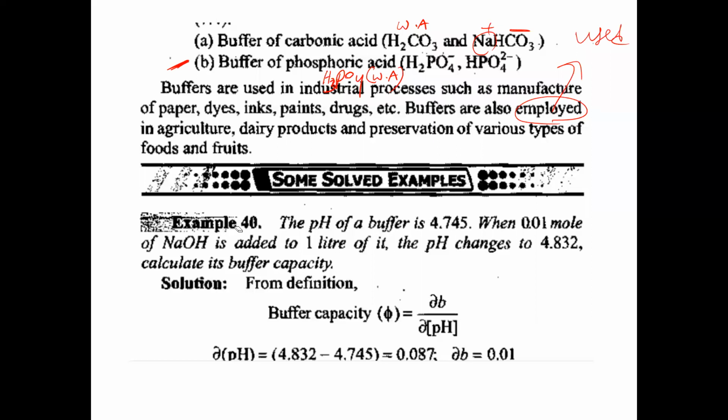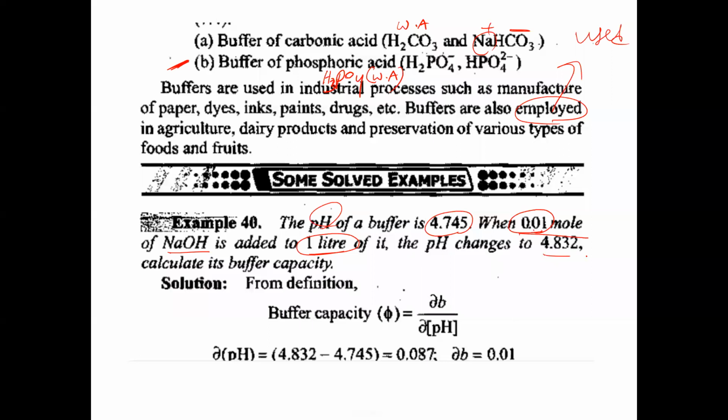Now see one of the examples of buffer capacity. The pH of a buffer is given, suppose 4.745. When 0.01 mole of base is added to 1 liter, how much added here? 0.01 added. So the pH changes to this.